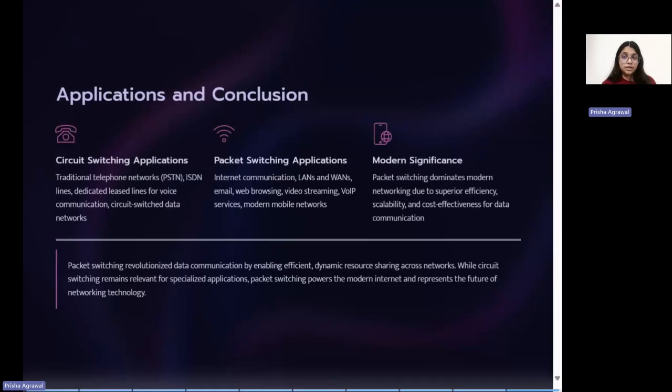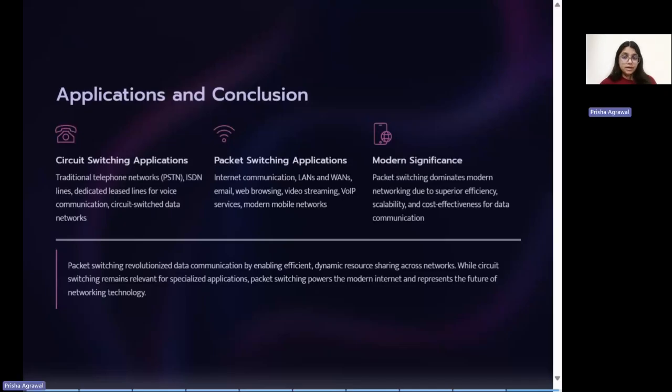Application of packet switching. It is widely used in modern communication systems. The most important example is internet communication, which relies entirely on packet switching to transmit data across global networks. It is also used in local area networks and wide area networks, enabling computers to communicate efficiently. Other applications include email services, web browsing, video streaming platforms, and voice over IP communication systems. Modern mobile communication networks, such as 4G and 5G networks, also rely heavily on packet switching to transmit data.